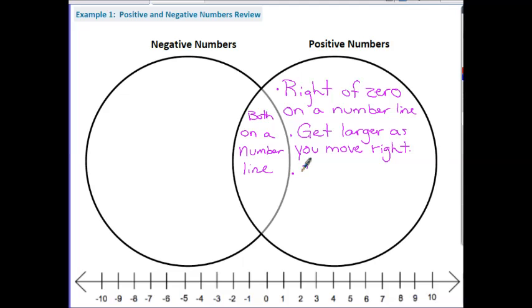So this can also mean gaining. It can mean an increase. And a specific example could be above sea level.